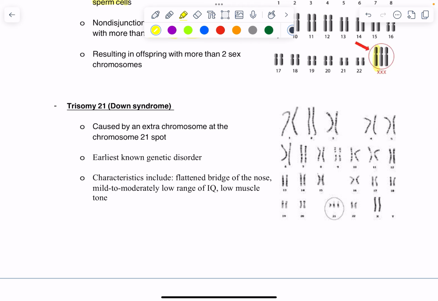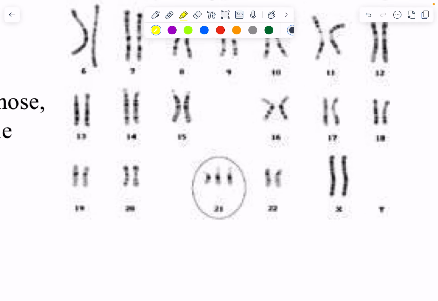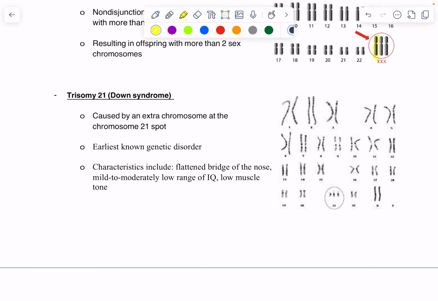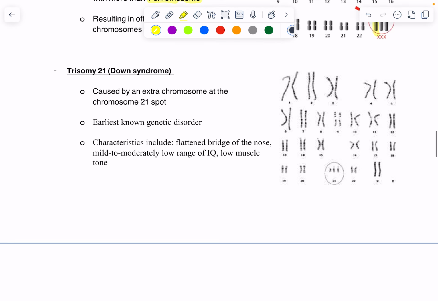Next up is probably the most common genetic disorder, trisomy 21, also known as Down syndrome. This is when there is an extra chromosome at the chromosome 21 spot. And so this is the earliest known genetic disorder, and there are certain characteristics that go along with this: flattened bridge, low muscle tone, mild to moderate low range of IQ.